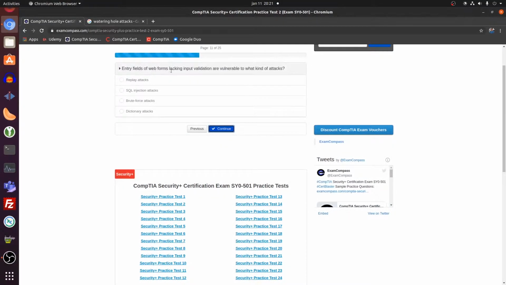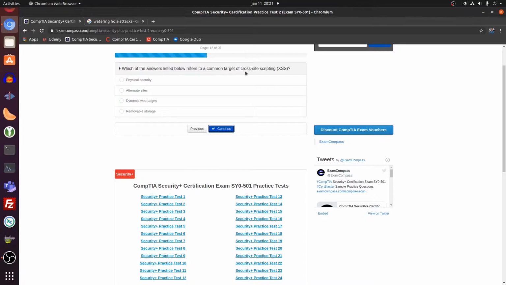Entry fields of web forms lacking input validation are vulnerable to what kind of attacks? Those are not replay, SQL injection attacks, because input fields in web forms always go directly to the database. Name, street address, telephone number, it's all stored in the database, and SQL is a database language. So injection attacks, yes. Cross-site scripting.